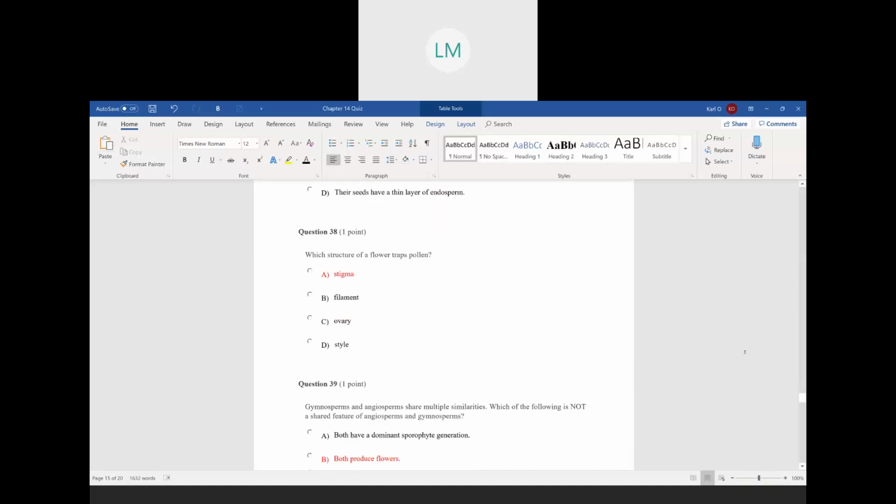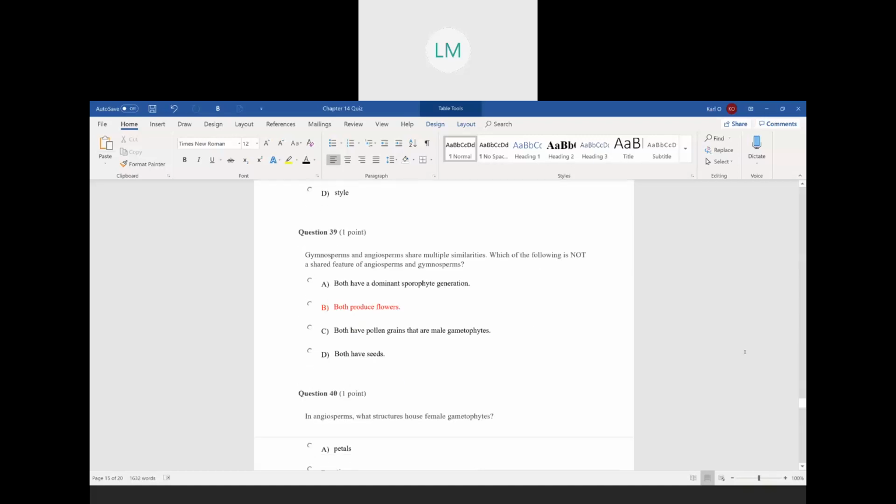Question 38, which structure of a flower traps pollen? The stigma sits on the top of the female reproductive parts of the flower. It's sticky, so the pollen, if it lands there, will stick there. Then it can go down the style into the ovary.